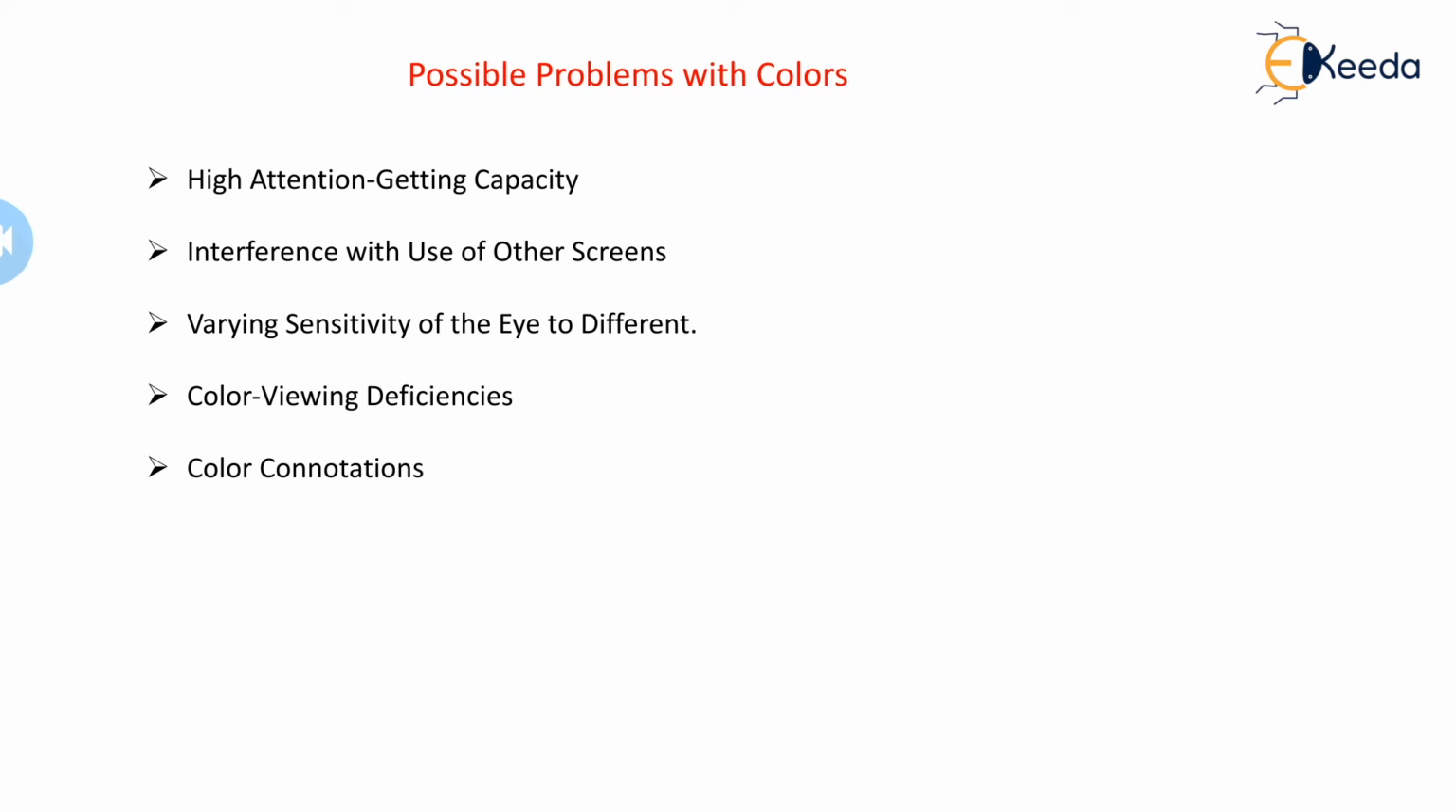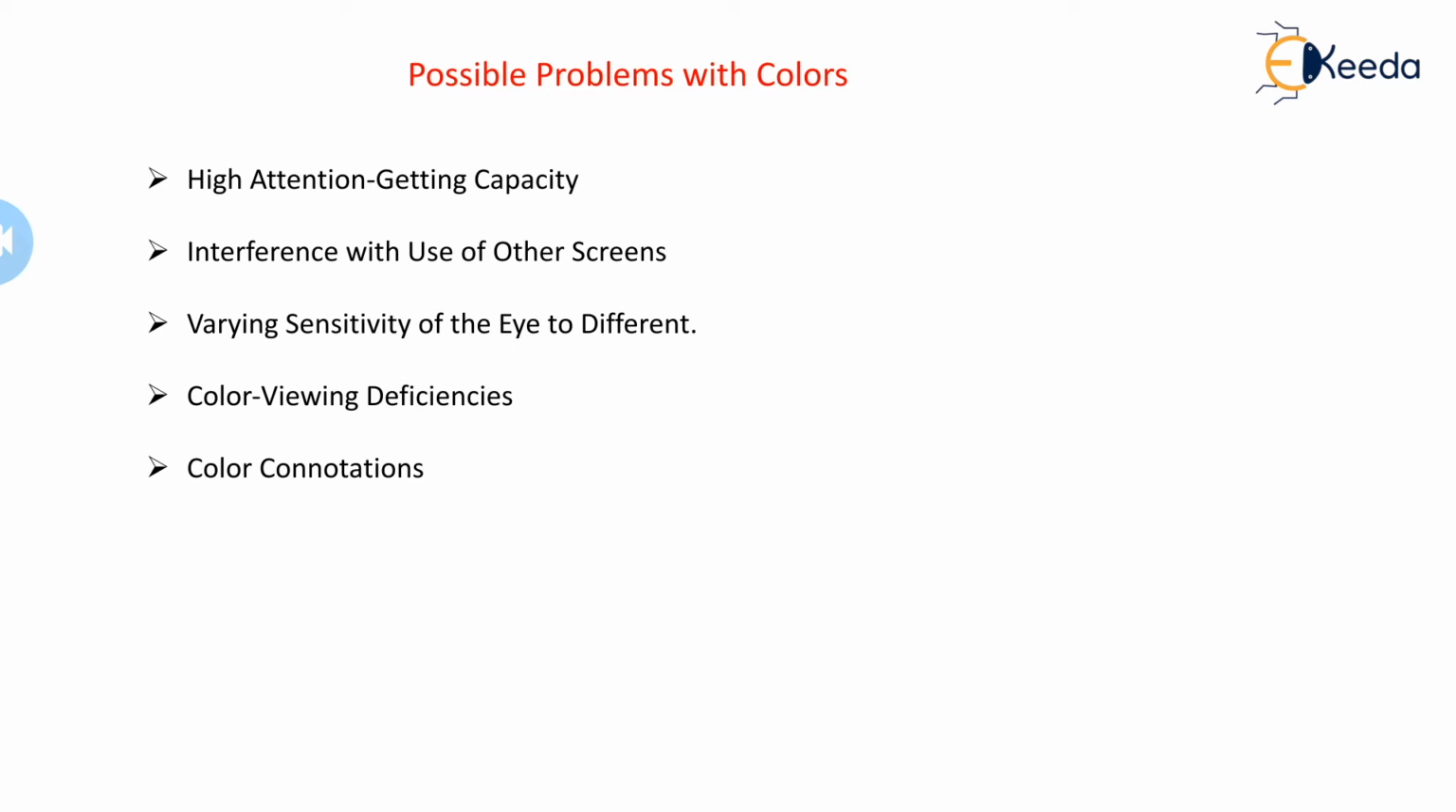Then varying sensitivity of the eyes to different colors. All the colors are not equal in the eye of the viewer. The eye is more sensitive to those in the middle of the visual spectrum, which appear brighter than most of the extremes. Text composed of colors in the extreme is thought to be more difficult to read. Research evidence on this topic is mixed.